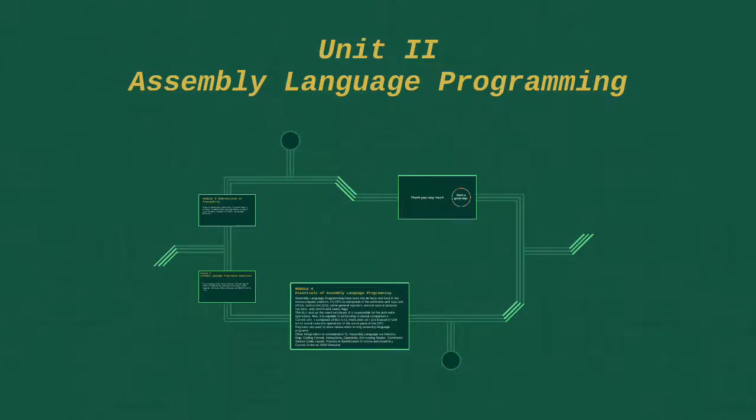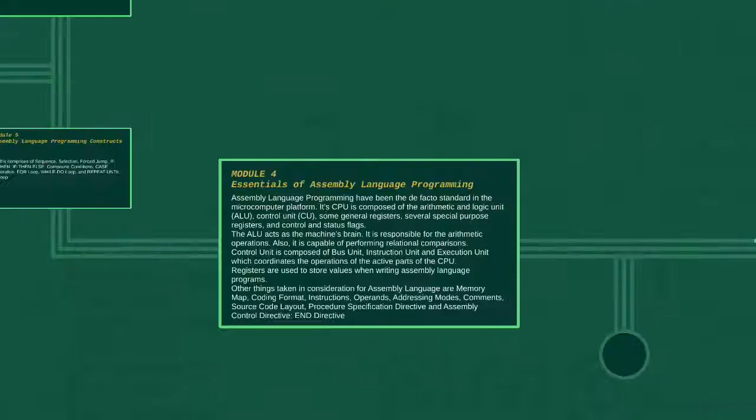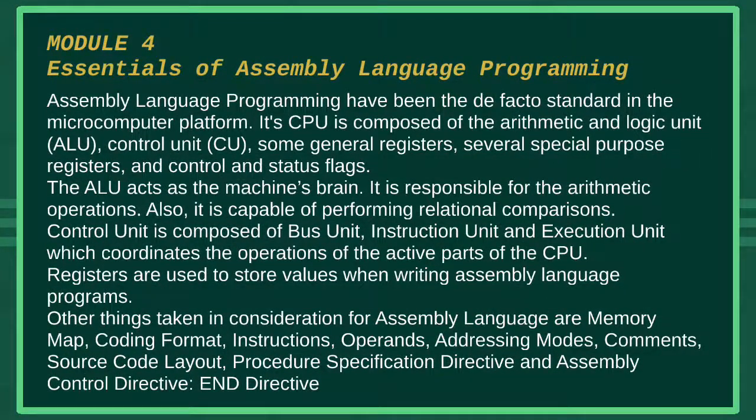And for Unit 2, Assembly Language Programming, it starts off with Module 4, Essentials of Assembly Language Programming. Assembly language programming has been the de facto standard in the microcomputer platform. Its CPU is composed of the arithmetic and logic unit, control unit, some general registers, several special purpose registers, and control and status flags. The ALU acts as the machine's brain.